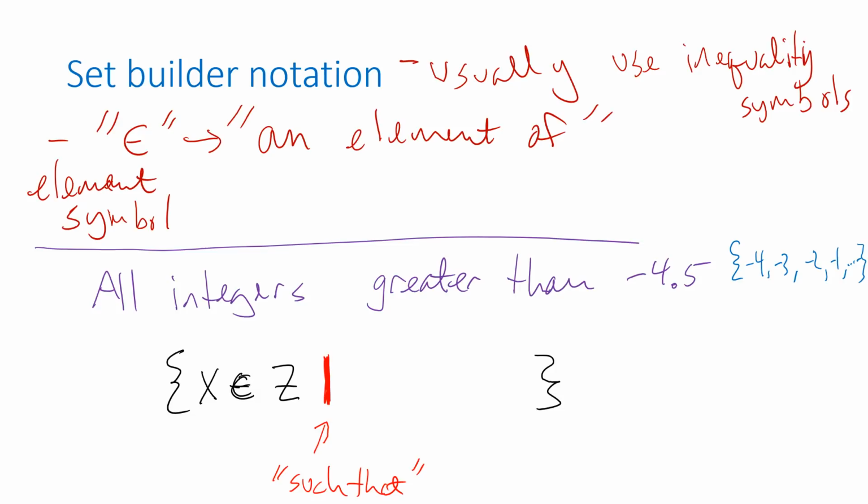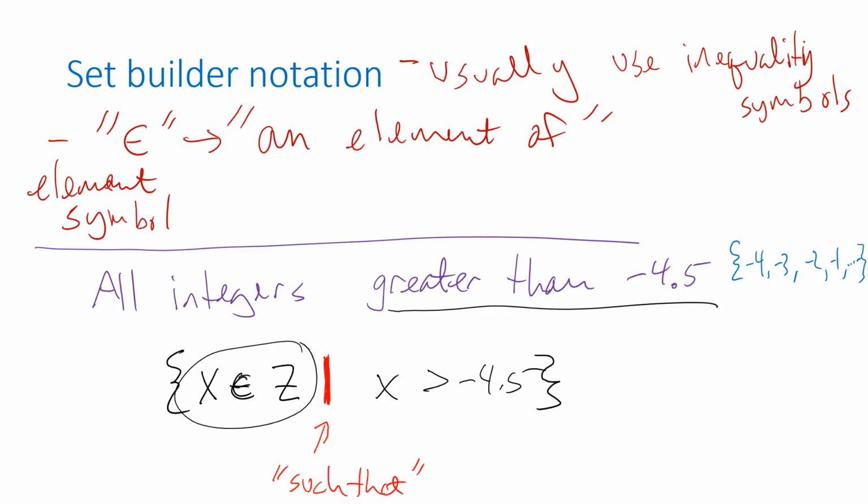And then we want all the values that are greater than negative 4.5. So we want all the integers, which are the x's in this case, since they are all elements of integers, that are greater than negative 4.5. That's just a different way of saying all integers greater than negative 4.5. And that's your first example of set notation. So we're going to do a few more examples, and hopefully you'll catch on to the pattern.